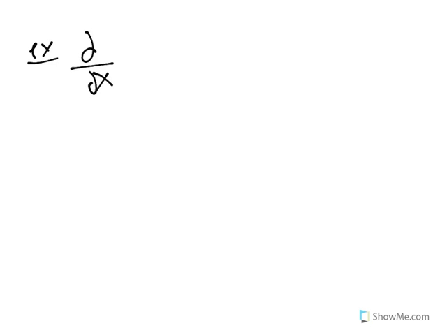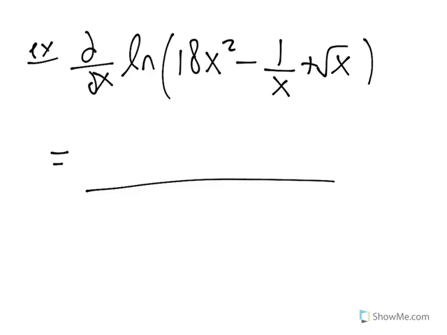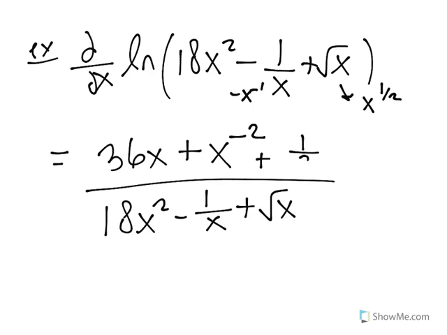So another example, if I want the derivative of natural log of 18x squared minus 1 over x plus square root of x. I know my derivative, well, the denominator is just going to be all that stuff. And the numerator is going to be the derivative. So 36x. Now, negative 1 over x is negative x to the negative 1, so that's going to be plus x to the negative 2. And root x is x to the 1/2, so that will be plus 1/2 x to the negative 1/2. And of course, you can simplify the numerator, but otherwise, that's my answer.